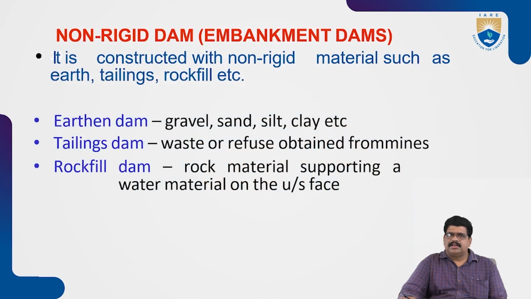Non-rigid dam. What is a non-rigid dam? A non-rigid dam is constructed from non-rigid materials such as gravel, sand, silt, and clay. Tailings of the mine, waste or refuse obtained from the mines, and rock material supporting the earth materials on the face are also non-rigid materials. Dams constructed from non-rigid materials are the best example.